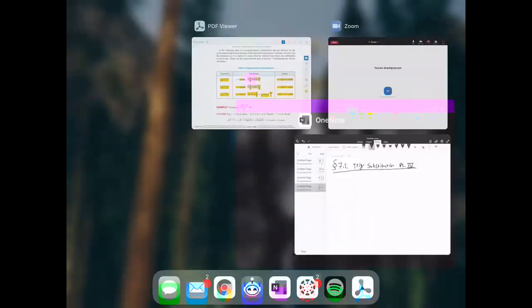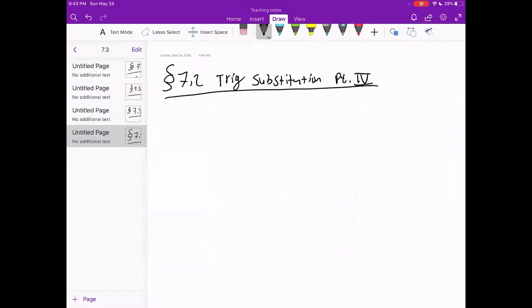Alrighty, so we are now on part 4 of the trig substitution. We've been working through a bunch of examples. We're going to just keep doing these examples and seeing where they take us. So let's just jump right in so I don't waste any time. I want to try and get 2 of these finished. So now we're up to example 5.